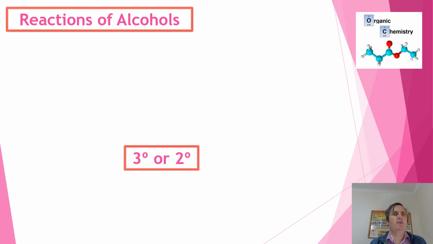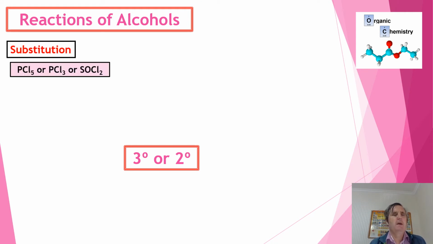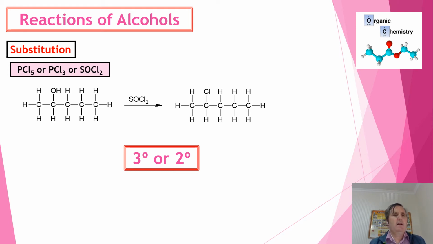Okay, so let's have another type of reaction here, substitution reaction. Now, we can either add phosphorus pentachloride, phosphorus trichloride, or thionyl chloride to an alcohol to produce a haloalkane. And the haloalkane in this case is going to be a chloroalkane, because we're actually adding chlorines here.